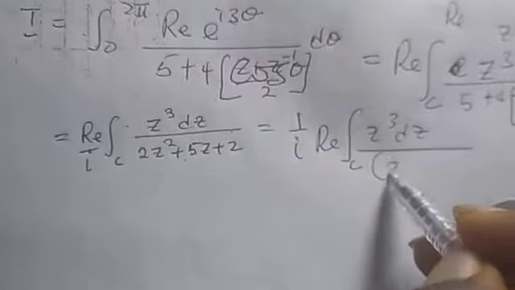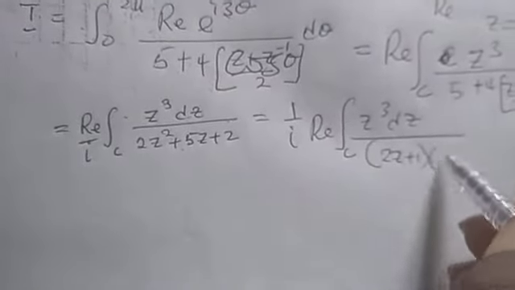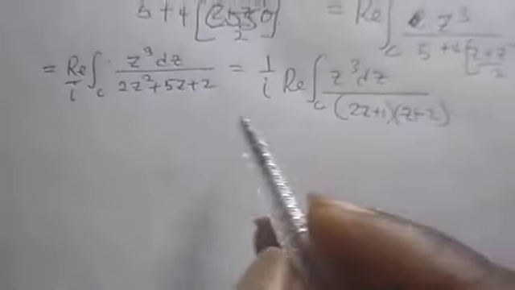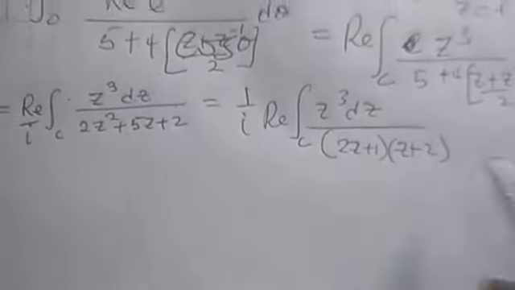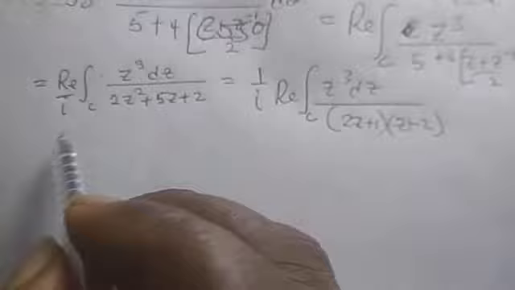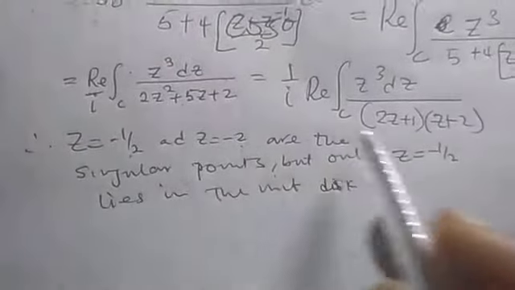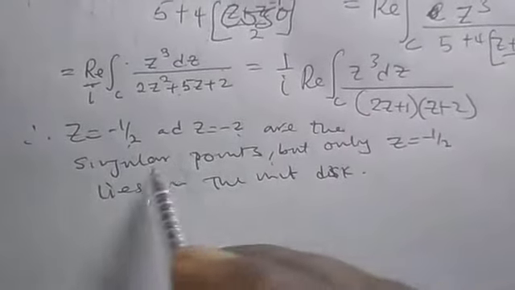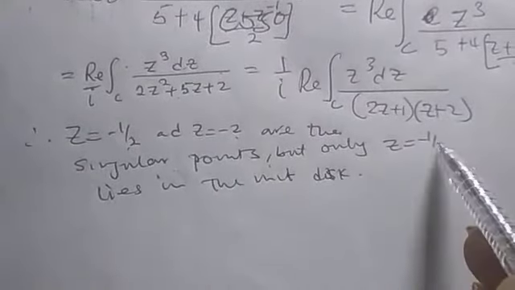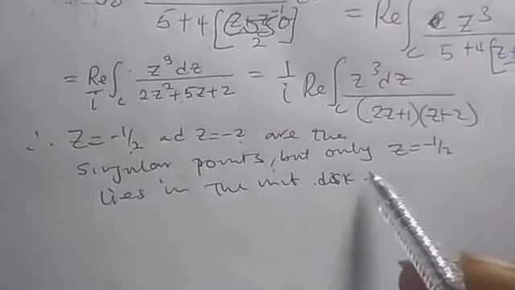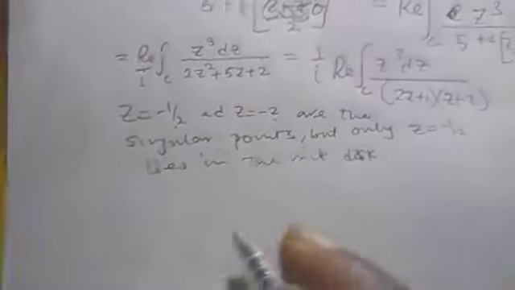So when we factorize this, we should be able to have this. So in that case, from this way, you can easily determine our singular point. So we can now say that therefore z is equal to minus half, and this are the only singular points there. But only z is equal to minus half lies in that unit disk.